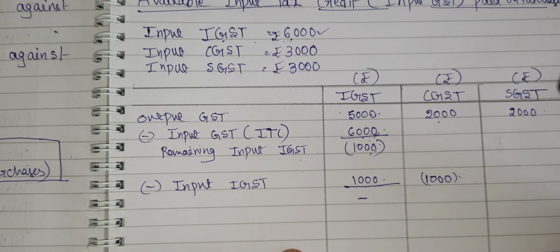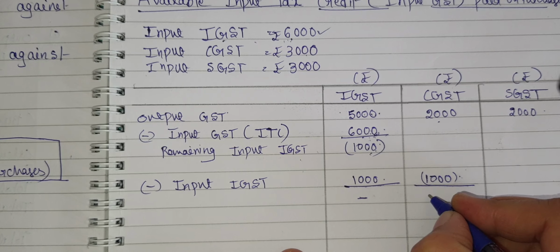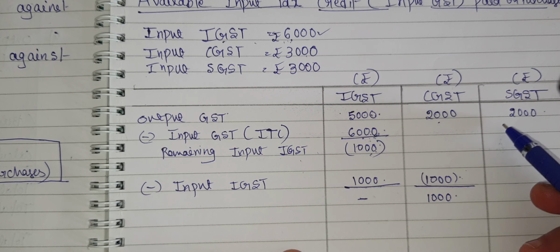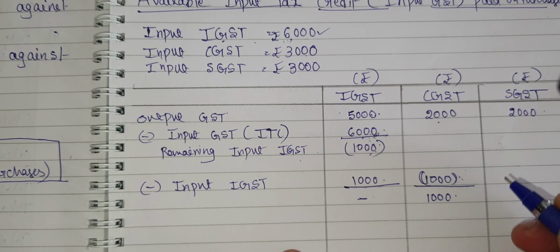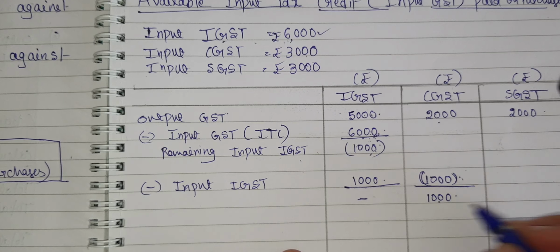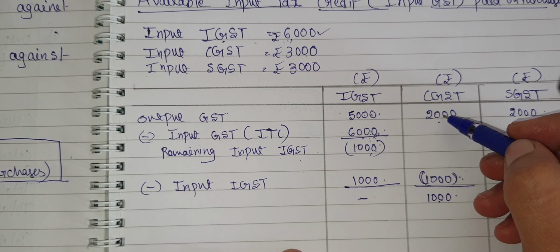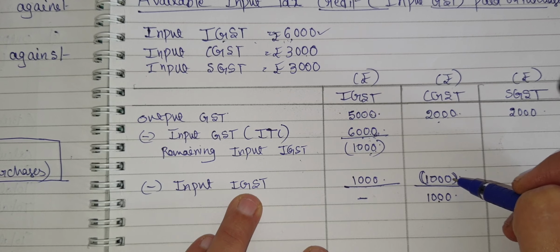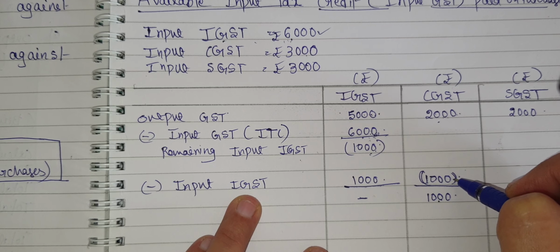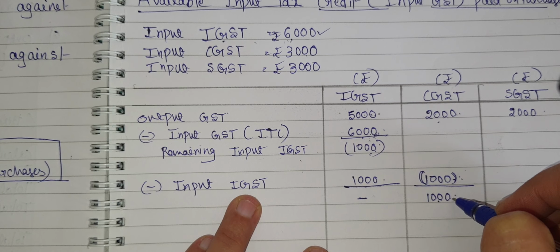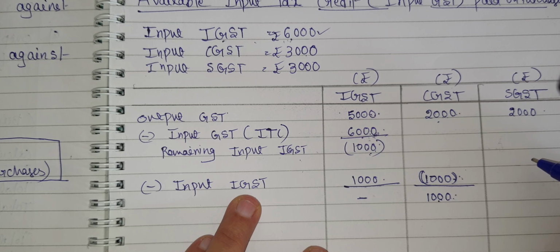Here nil and rupees 1,000 amount, and only rupees 1,000. Okay, we have to utilize it against CGST, that is rupees 1,000. Here, see here, 2,000 rupees is collected on sales and input IGST is rupees 1,000, which means the net balance of rupees 1,000 we need to pay to the government.